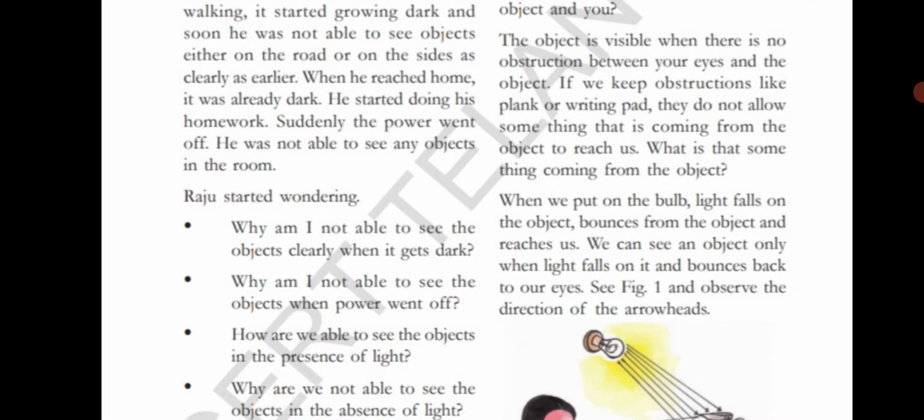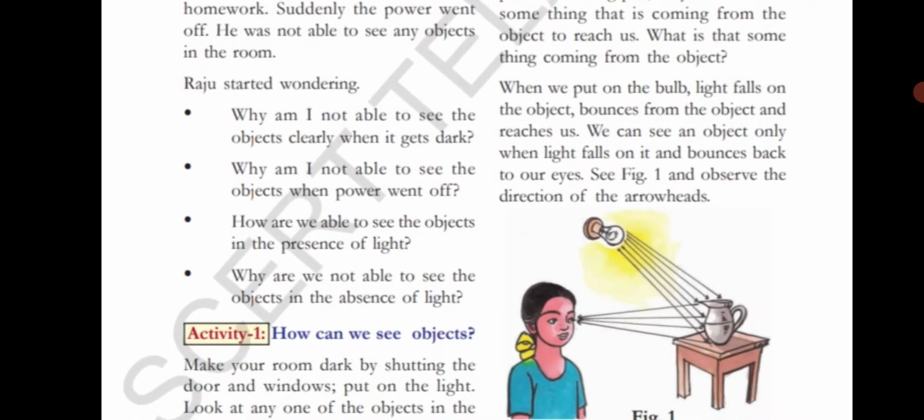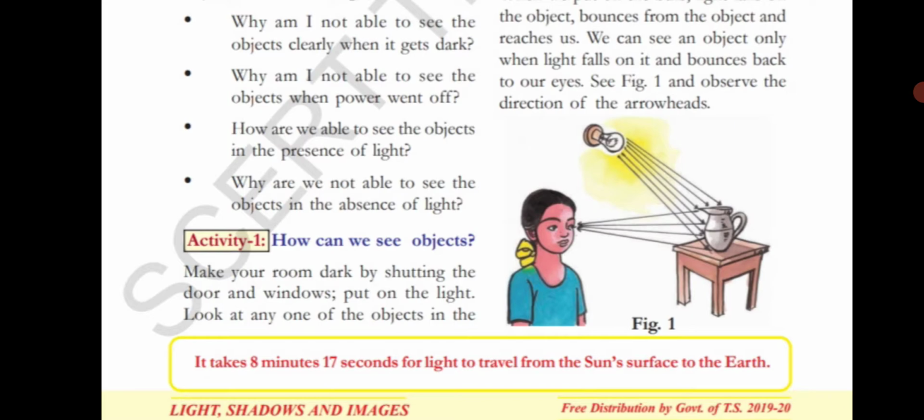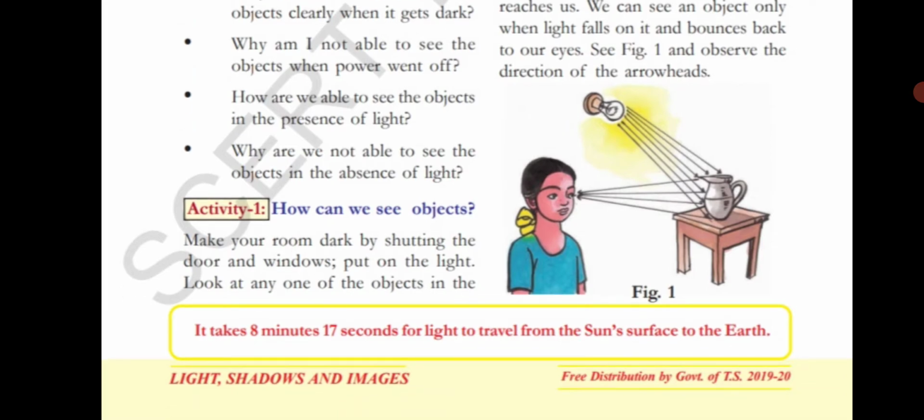Let's see. When we put on the bulb, light falls on the object, bounces from the object and reaches us. You see the image here. We can see an object only when light falls on it and bounces back to our eyes. See figure 1 and observe the direction of the arrows. Light rays fall on the mug, and rays fall on our eyes. That makes us look at the object.